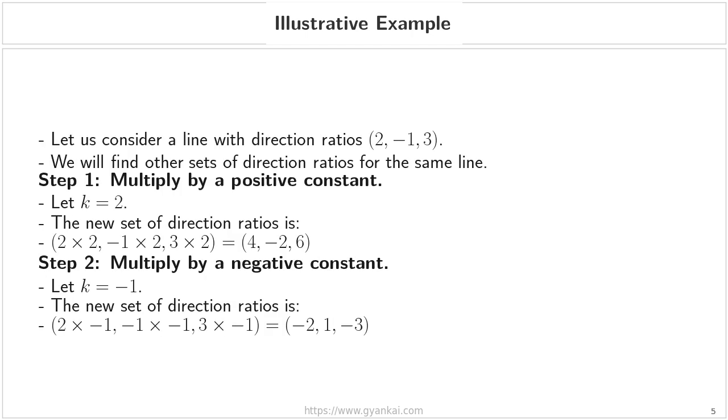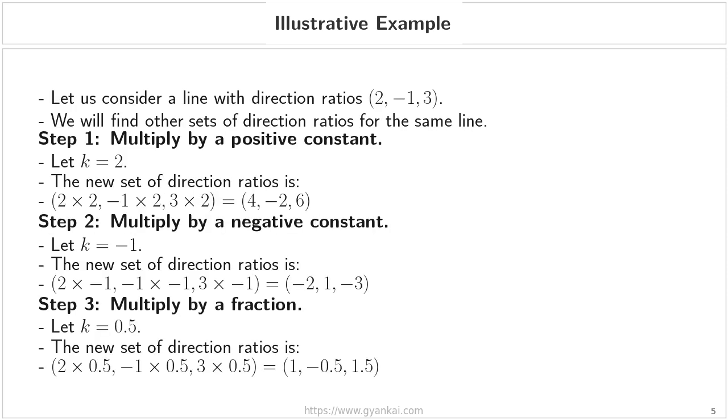Next, let's see what happens when we use a negative constant. Let's pick k equals -1. When we multiply our original set, 2, -1, and 3, by -1, we get -2, 1, and -3. As we'll discuss later in our common mistakes slide, even though the signs have flipped, we are still describing the same line. Finally, let's try multiplying by a fraction to see if we can scale the numbers down.